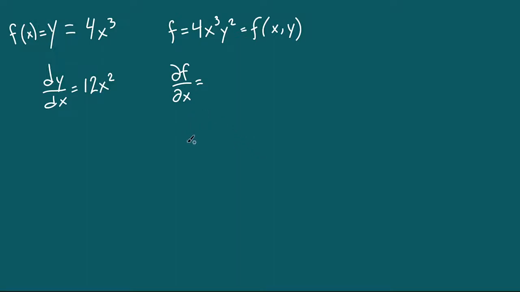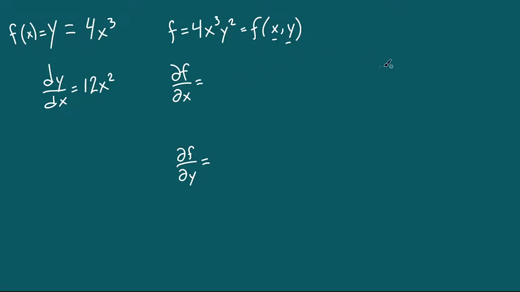And we can also talk about the partial of f with respect to y. So again, because this is a function of two variables, x and y, we can actually write two different partial derivatives. So the rule is that when you want to take a partial derivative with respect to one of the variables, you treat all the other variables as constants.